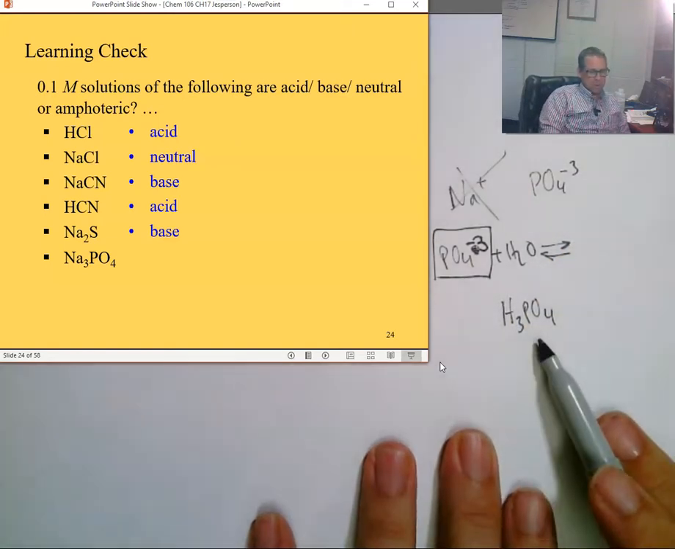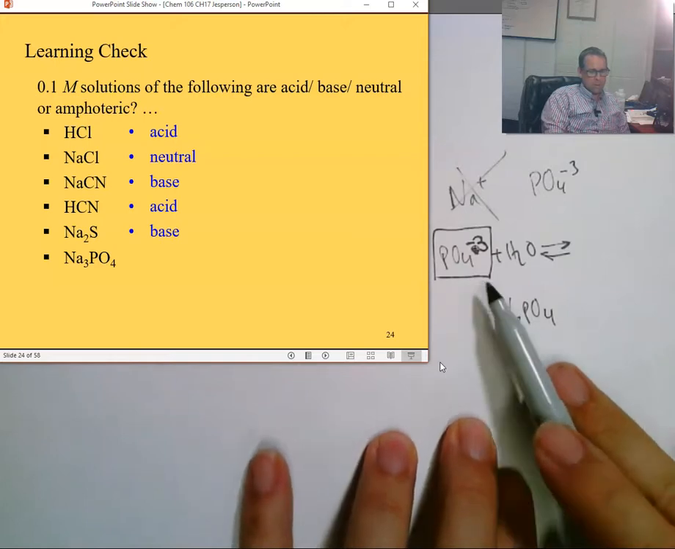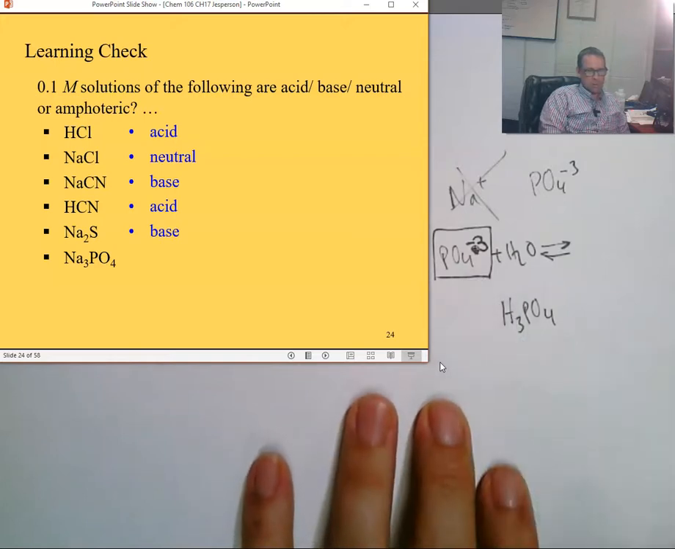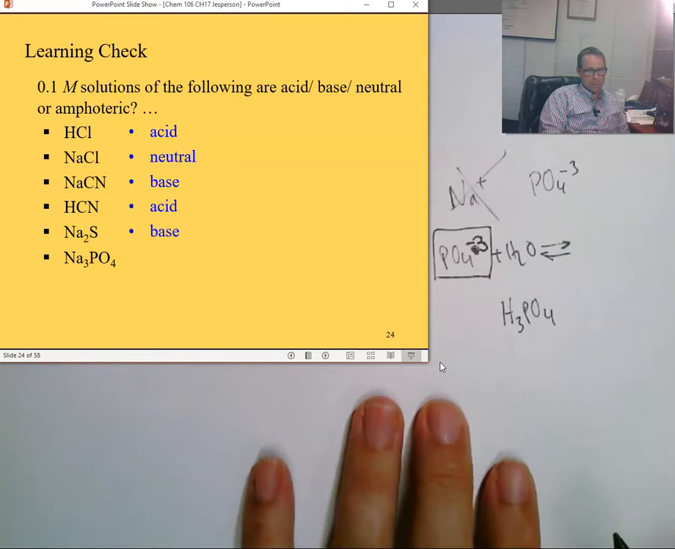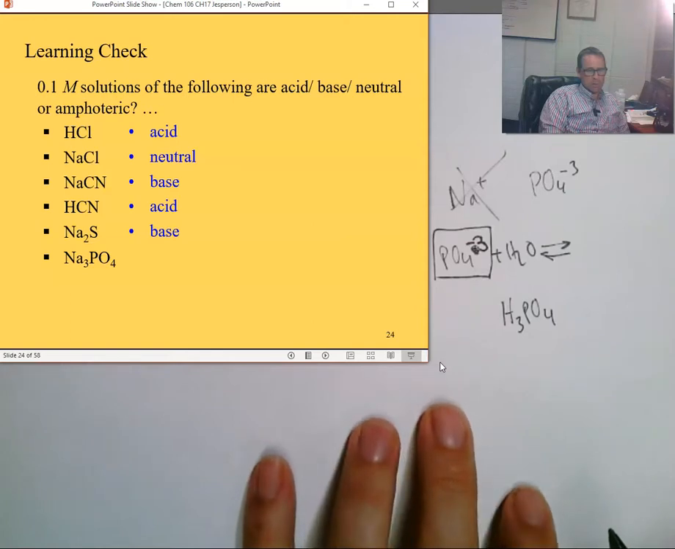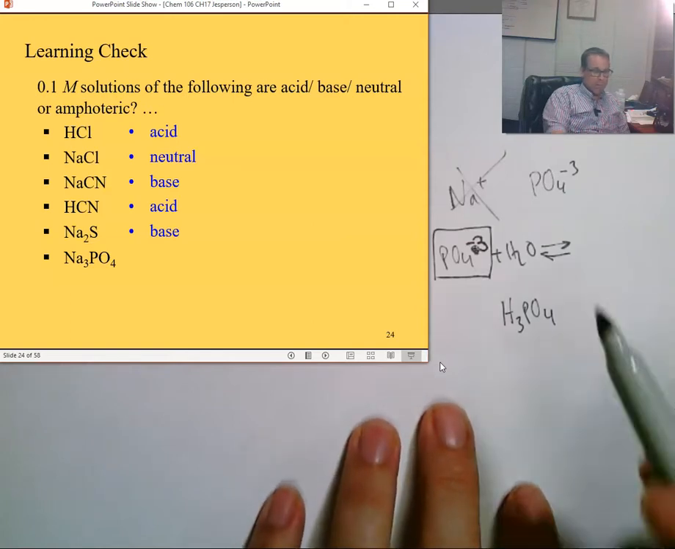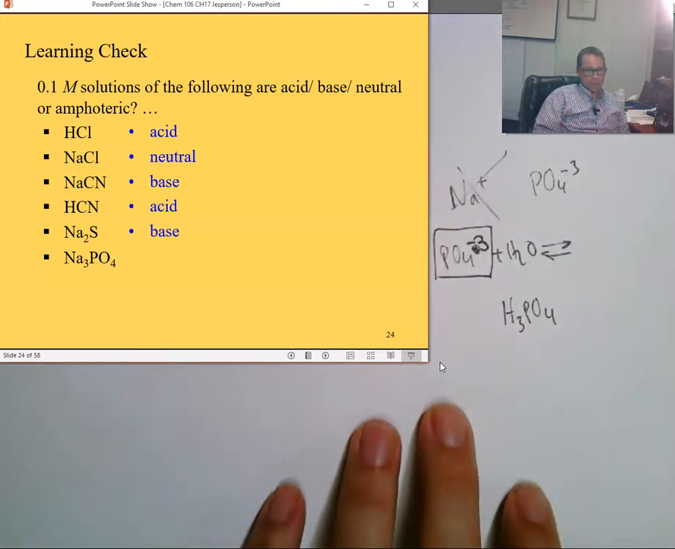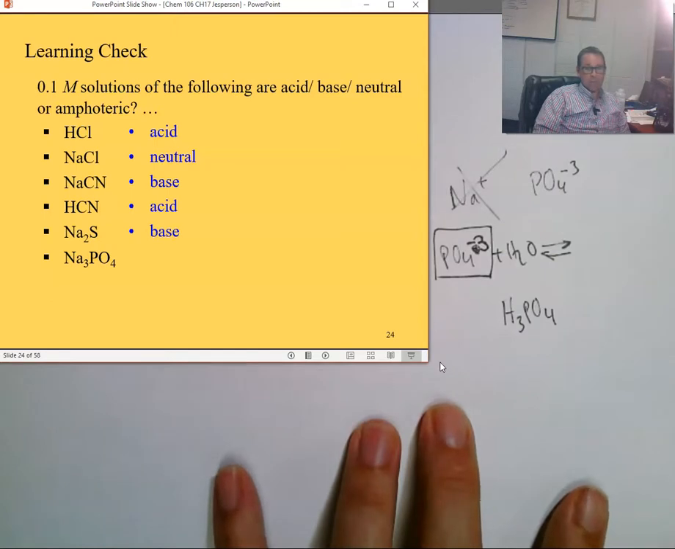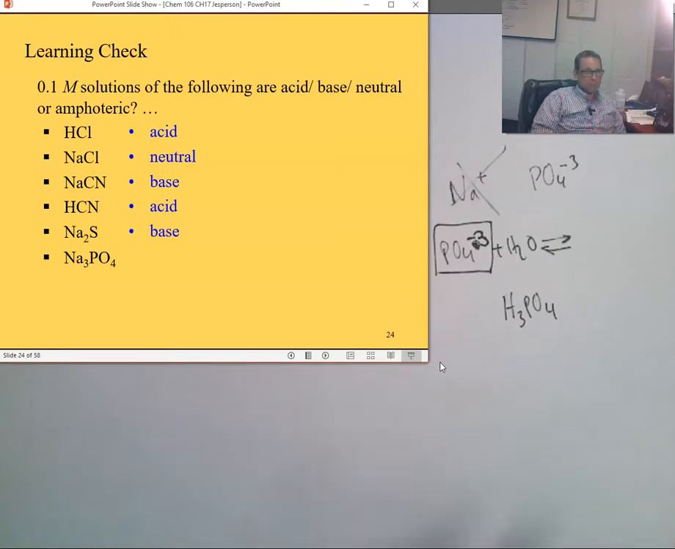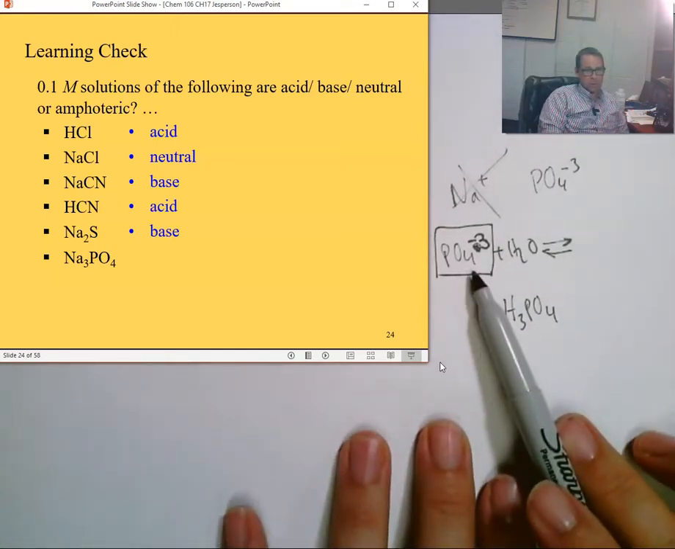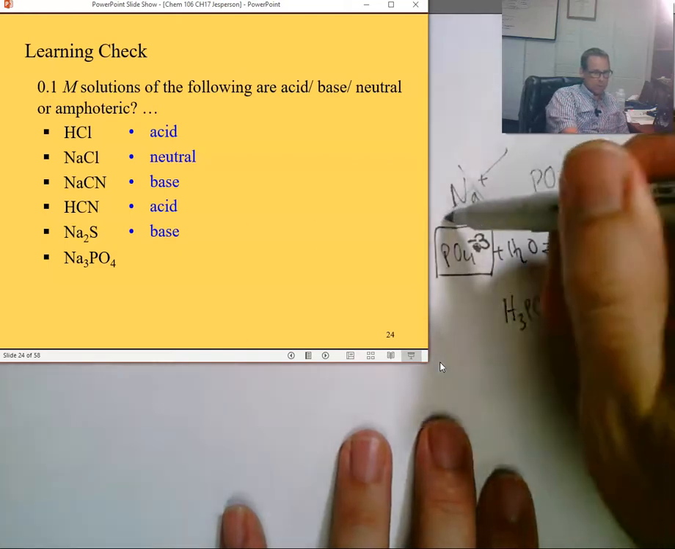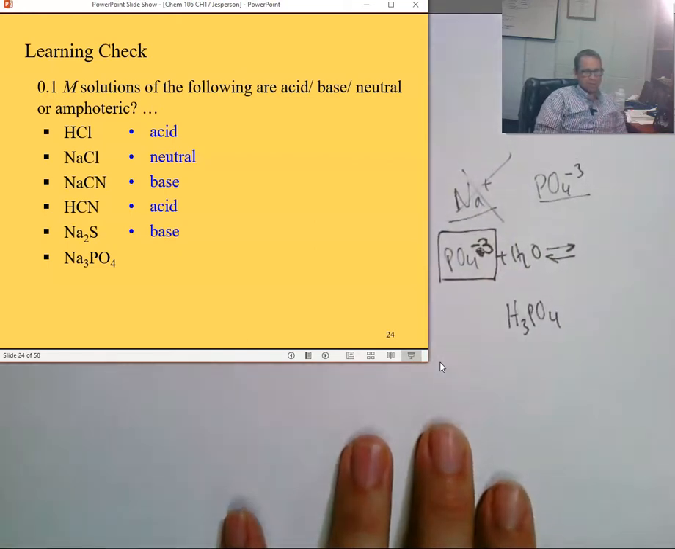Whenever you have a compound that you're reacting, if it's a polyatomic ion, you keep it together. Polyatomic ions are going to stay together in solution, unless there's a redox reaction. Here we're just putting these salts into solution, and the resulting ions are going to be the sodium ion and the phosphate ion.